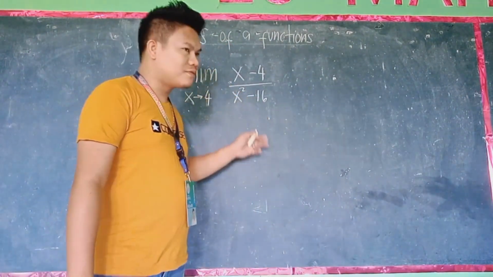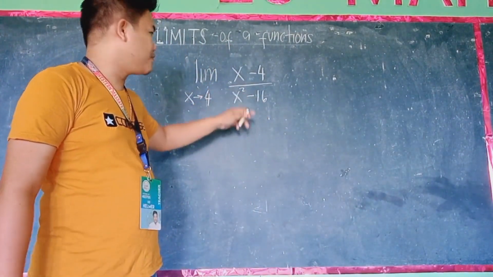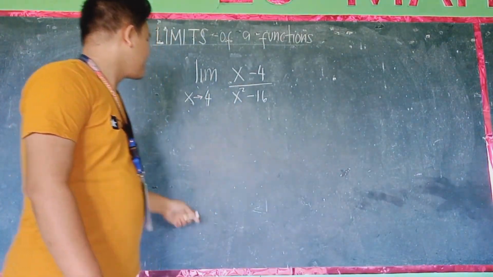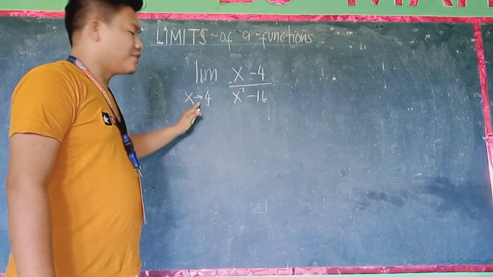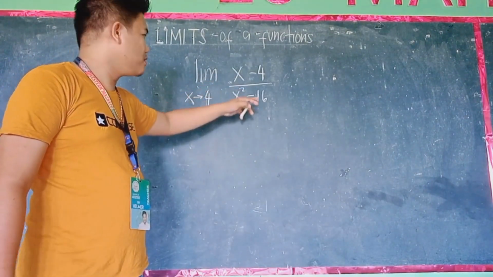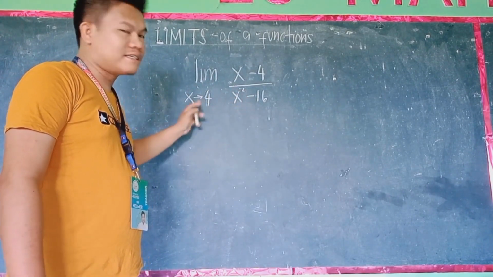Okay, so let's proceed to this example. The limit of x minus 4 over x squared minus 16 as x approaches 4. So we are going to solve this function: the limit of x minus 4 over x squared minus 16 as x approaches 4.